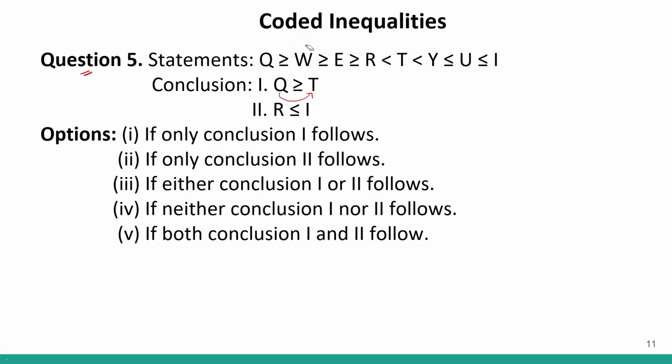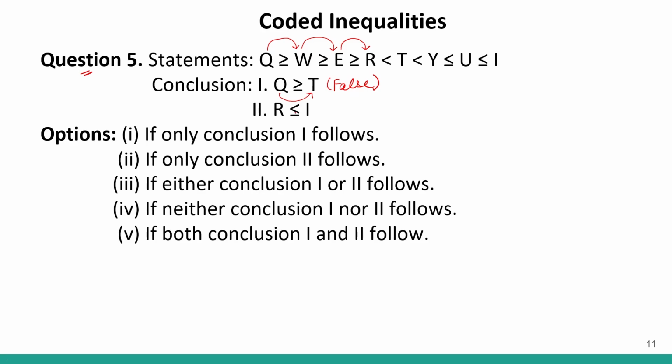Now, if I look over here, Q is greater than or equal to W. W is greater than or equal to E. E is greater than or equal to R. But over here, the direction changes. I cannot move from bigger door to smaller door because this is reverse direction. Correct? In front of R, we have a smaller door, so we cannot move forward. That means the relationship between Q and T is unknown. So this is false because we are looking for only definitely true relations.